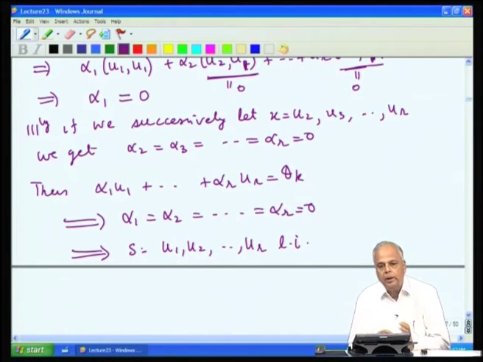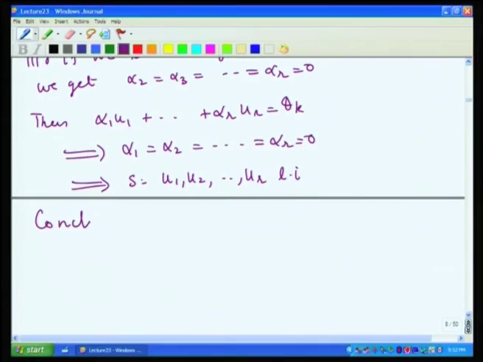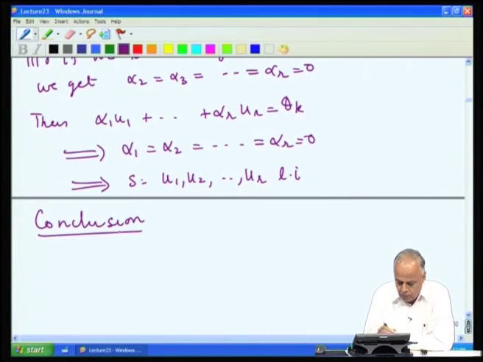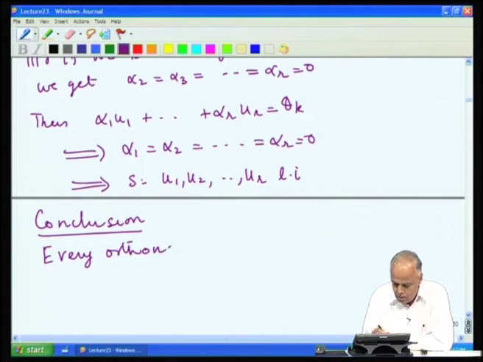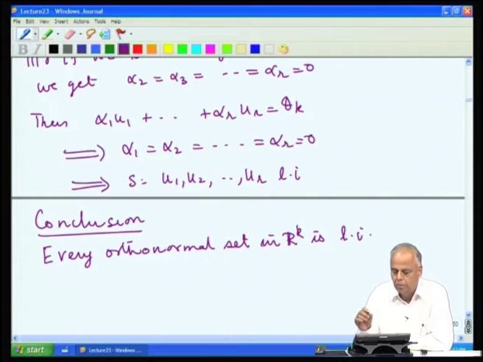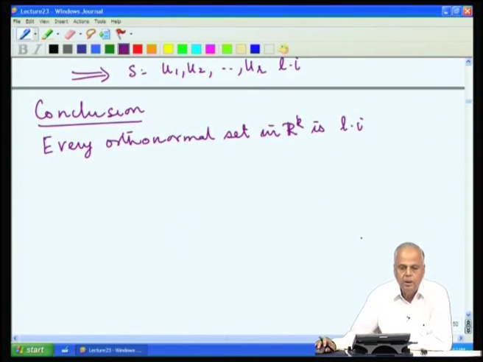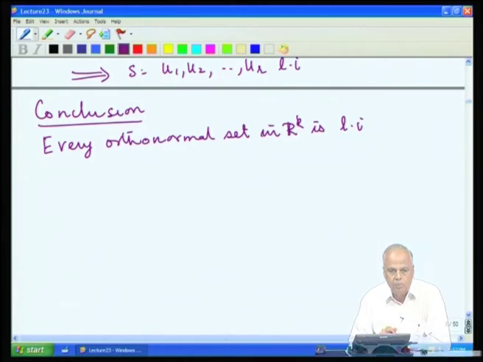So what we have shown is that if you start with any orthonormal set, it is automatically forced to be linearly independent. Conclusion: every orthonormal set in R k is linearly independent. That is a very important property of orthonormal sets.